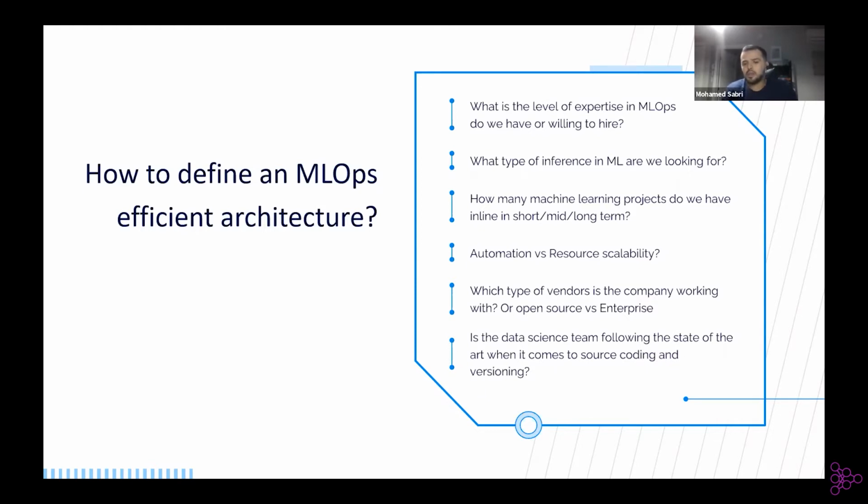The last but not the least of the questions is: is the data science team following the state of the art when it comes to source coding and versioning? Usually the answer is no. Data scientists basically focus on their logic, process, and methodology of developing, but usually the code can lack optimization, can be just local with no commit. Very few commit, because they usually work on notebooks, so they don't see the purpose of committing a notebook. And obviously, it doesn't take production requirements into consideration.